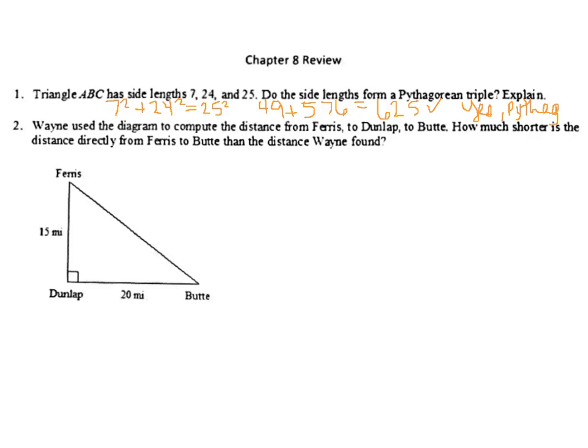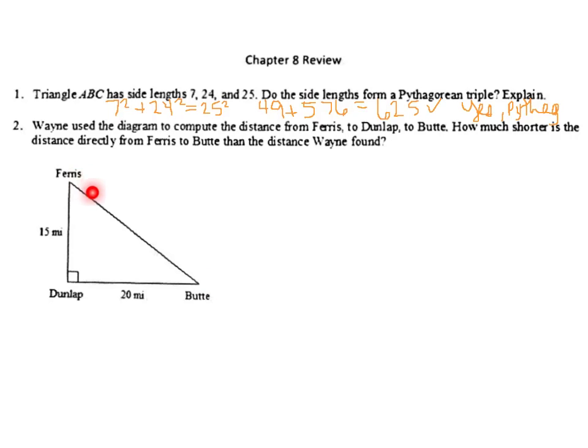If we go to number 2, we have this picture provided for us, and it's talking about Wayne using this diagram to compute the distance from Ferris to Dunlap to Butte. How much shorter is the distance directly from Ferris to Butte than the distance Wayne found? So he's saying, I'm going to go from Ferris to Dunlap and then to Butte. But they want to know how much shorter would it be to go from Ferris to Butte directly.